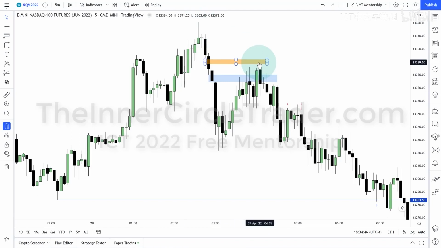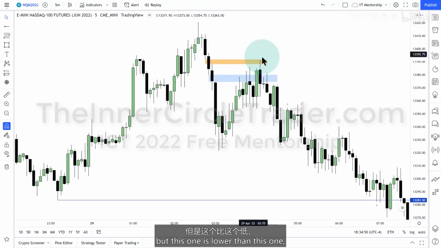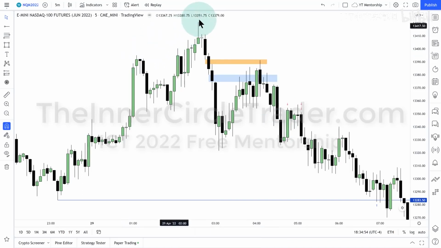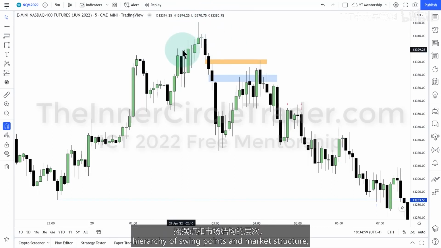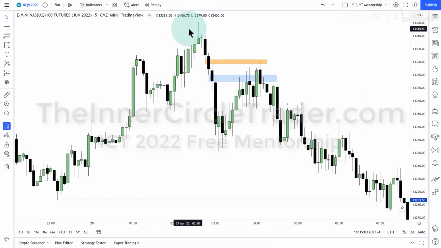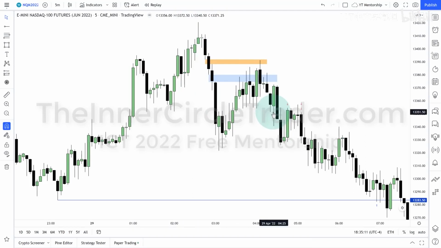By definition, they're both intermediate-term highs because they have imbalances. But this one is lower than this one. And this over here is lower than that one. So this is a turning point, making this, by the hierarchy of swing points and market structure, a long-term high. Intermediate term, because of the imbalance. But how they nest together for market structure, long-term, intermediate term.